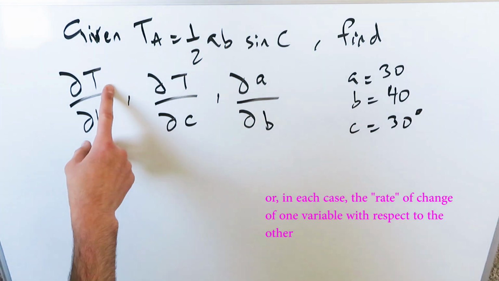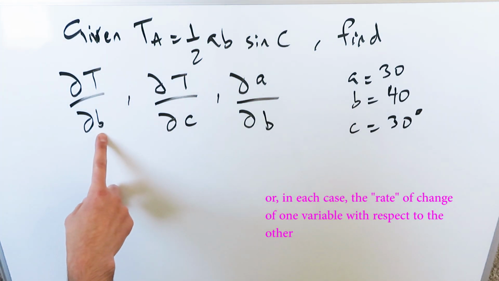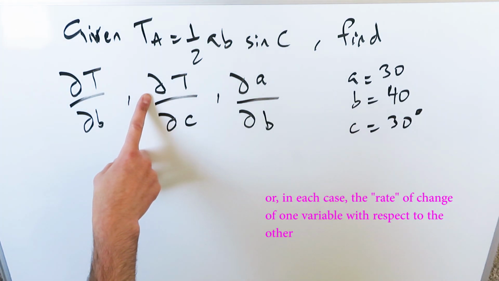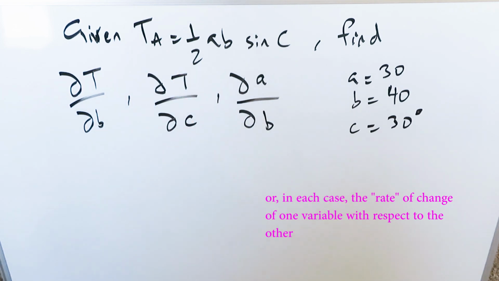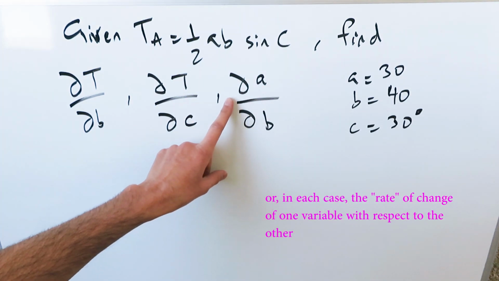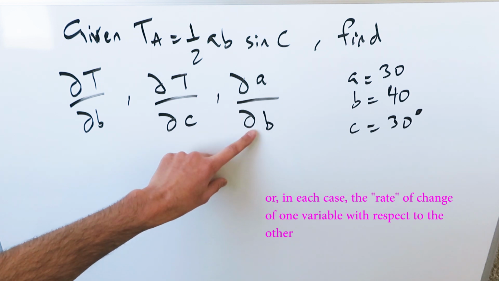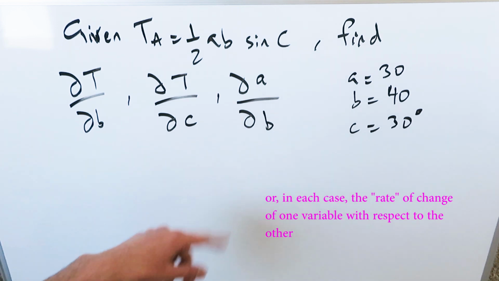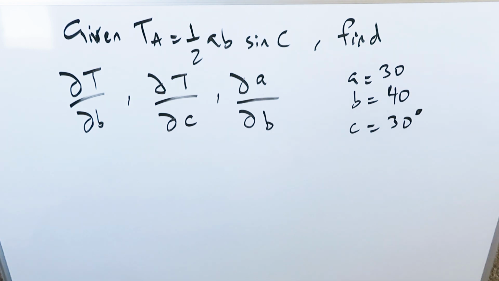The change in the area of the triangle T, the total area, with respect to B; the change in T with respect to your C variable; and then the change in A with respect to B. One dimension changing with respect to the other dimension. How does the computation work? We will show you all of that.